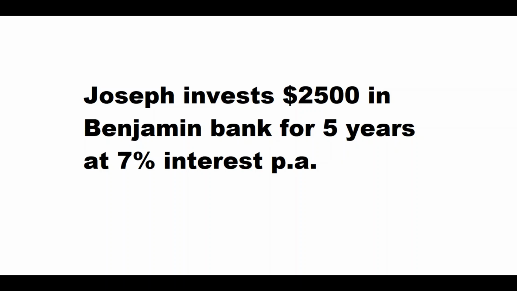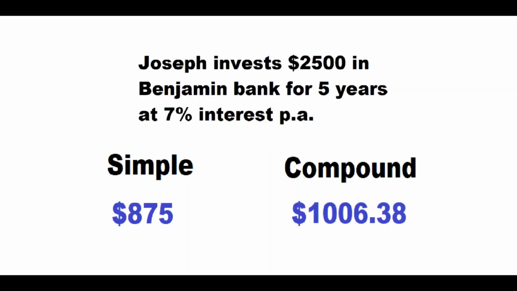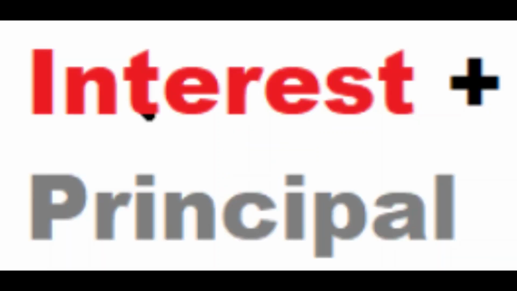We have our answers for our question. If Joseph invests that money, if he does it in simple interest, he's going to get $875 at the end of the 5 years, while if he uses compound interest, he's going to get $1,006.38 at the end of the 5 years. You might be asking yourself, why is it that compound interest earns more money? Well, it's because you're adding the amount that you've earned at the end of each year or at the end of each term, on top of the principal.